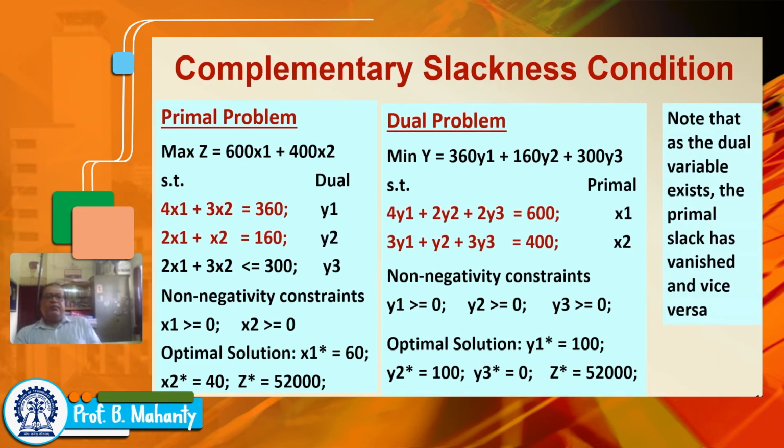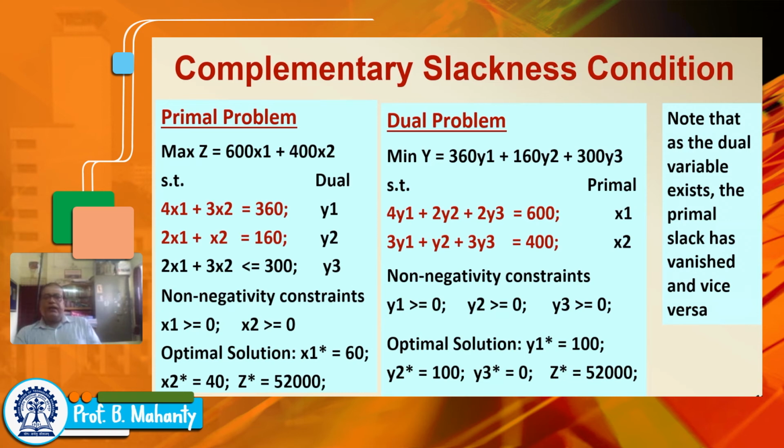So you see, the same thing is mentioned here. Look here, since x1 and x2 have values, note that as the dual variable exists, the primal slack has vanished and vice versa. So in this case, the primal variable has a solution, that is x1 and x2. They assume values, so these will turn to equality. And similarly here, since y1 and y2 have values, y1 100 and y2 100, these two have turned to equality, is it not? So this is the very interesting thing.